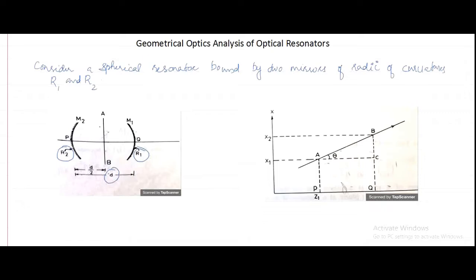For resonators having larger Fresnel numbers, the loss occurring due to diffraction is small, and the resonator can be studied using geometrical optics with the help of a matrix treatment, since it is suitable for the study of ray propagation in an optical resonator. And we will obtain the condition to be satisfied by R1, R2 and d so that the resonator is stable.